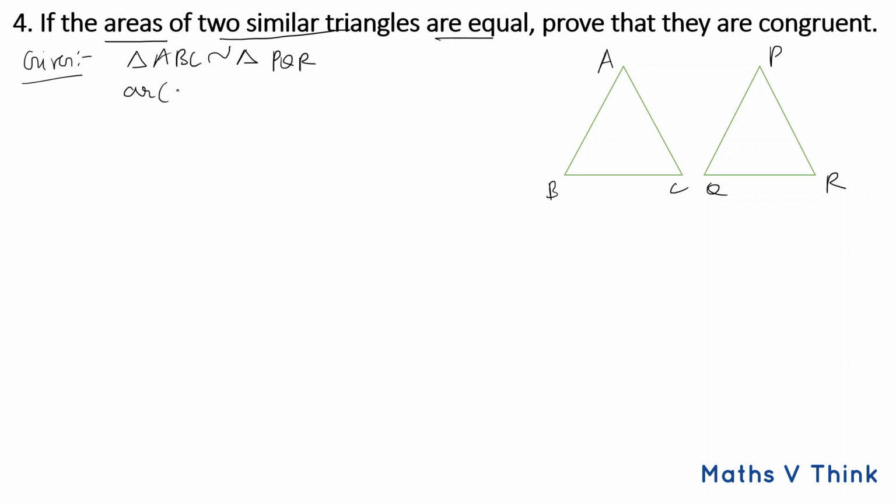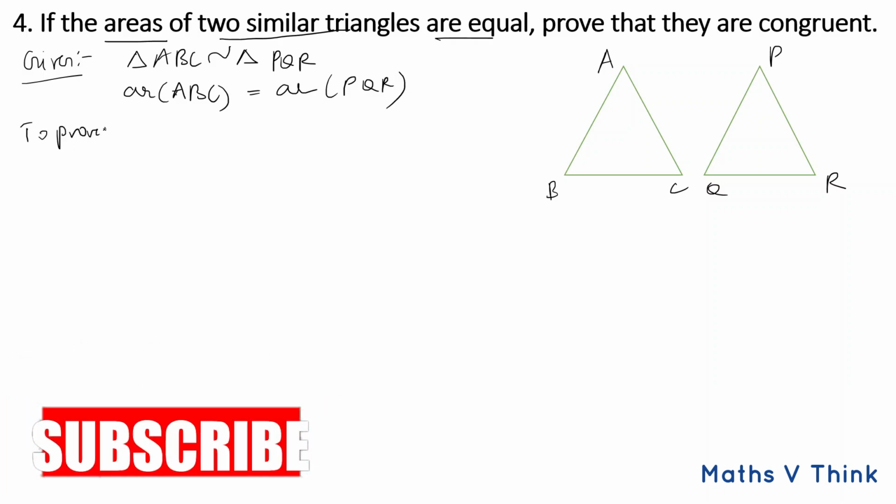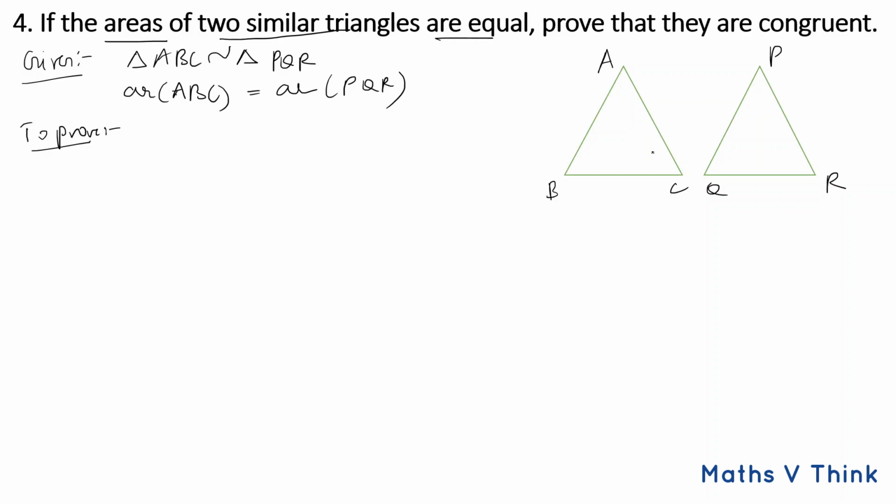So I'll write area of ABC is equal to area of PQR. To prove, they told we need to prove that these two triangles are congruent. So triangle ABC is congruent to triangle PQR. Congruent means I need to prove that they are the same in shape and of the same size. The same shape is given. I need to prove that they are of the same size.